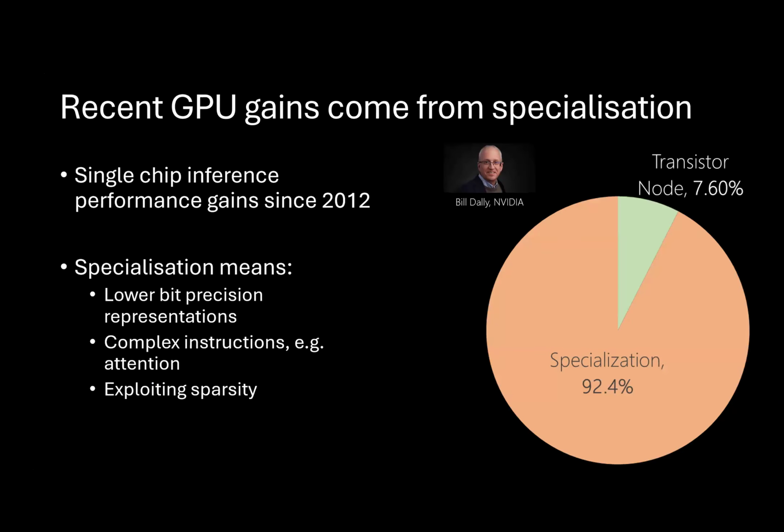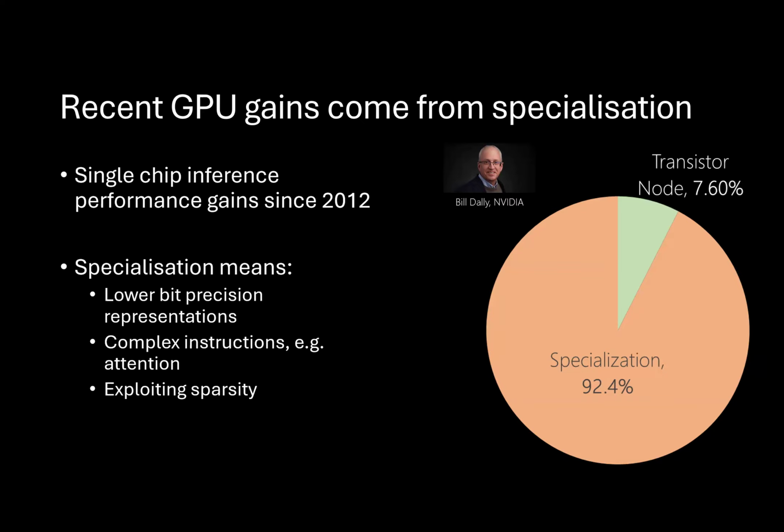Having said that, GPUs have been getting significantly better, but we believe that the reason they have been getting better is largely through becoming more specialized and more tailored to the particular jobs that they're trying to do. This pie chart here is an estimate from Bill Dally from NVIDIA. His estimate is that 92% of the performance gains coming from GPUs come from them becoming more specialized, and only 7 or 8%, the remainder, come from the transistors themselves actually getting smaller.